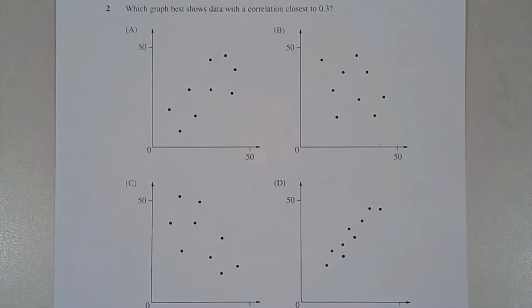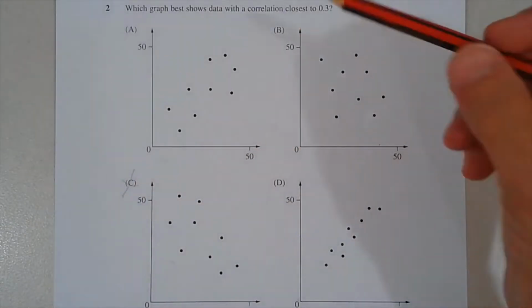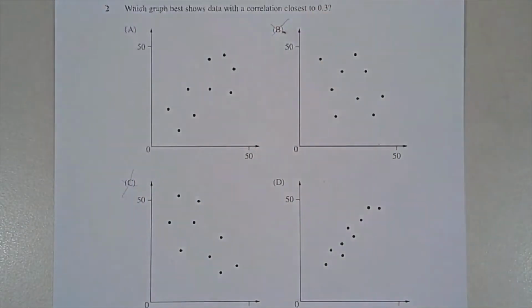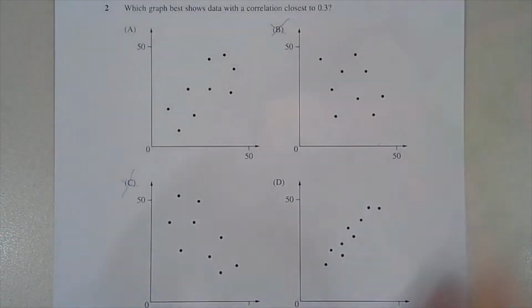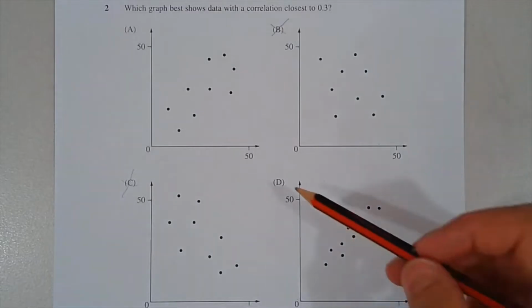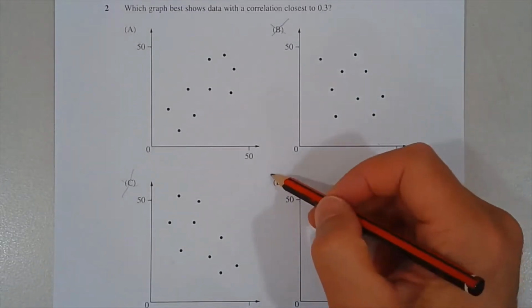Question 2. Which graph best shows data with a correlation closest to 0.3? Now 0.3 implies a weak positive relationship. So option C is out, and option B is out as well, because they look like negative relationships, or even a zero relationship in the case of option B. Option D looks like a strong positive relationship. So option D is out.